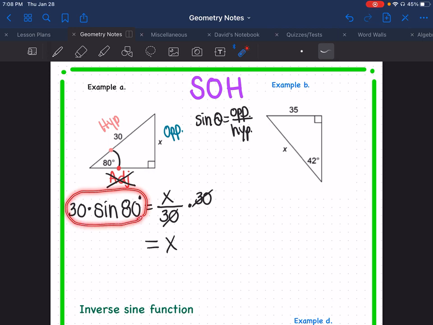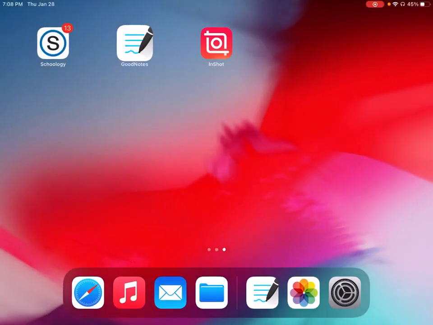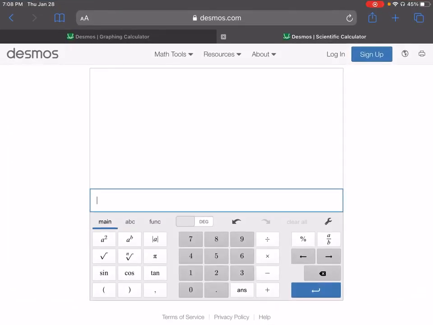Now, I need to put it in a scientific calculator, and I have found one for you that will really help you out. Let me write that down. And we're going to go ahead and take a look at it right now. So we're going to go to the web, and Desmos.com has a scientific calculator that I think is absolutely fabulous.